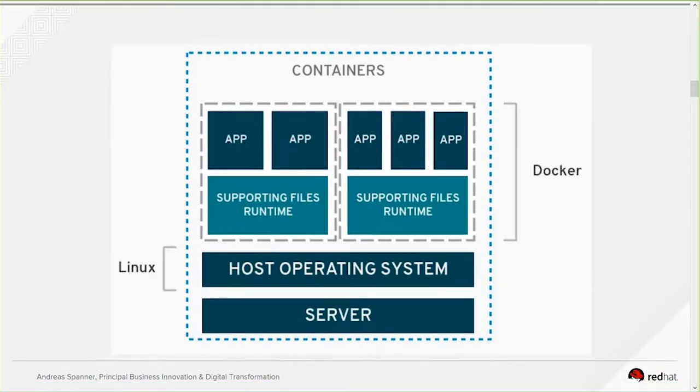So now looking at this image, it says containers on the top, but it's actually the two gray boxes that you need to look at, which signify a container. So you have the application running in the container, and you have the supporting files and the runtime, and underneath you have an operating system and the server, and that server itself could be either a bare metal server or it could be a virtualized server. You also see the Linux component, that's very important because that actually allows you to run your containers as securely and as well managed as you do your standard operating systems.